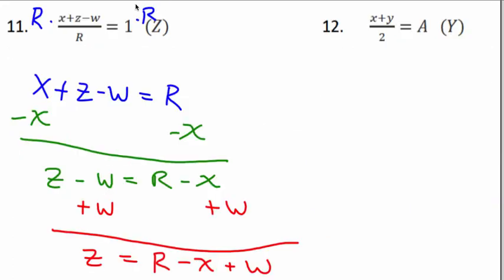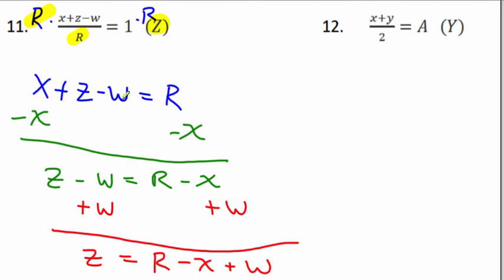Okay, next question. Number 11 here. We have to solve for z, and z's in the top of this ugly fraction. If I want to get rid of this denominator, I'm just going to multiply both sides by r. And what that'll do, that'll cancel those two. They'll go away, and that's what we have here. And on the right, we have 1 times r. That's just r. Well, now it's easy.